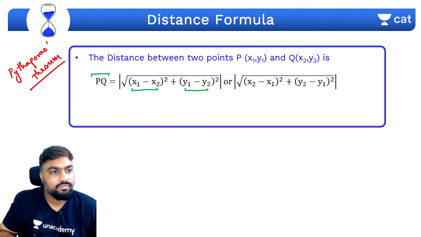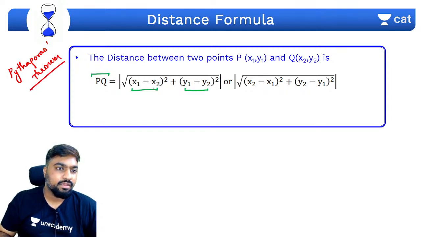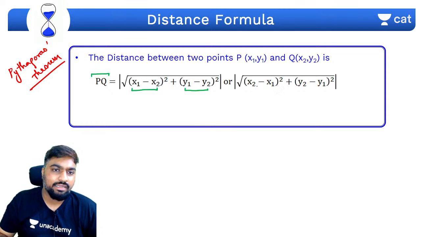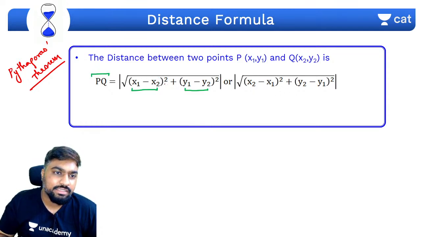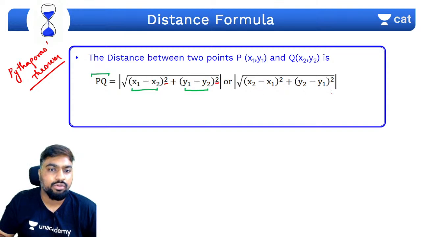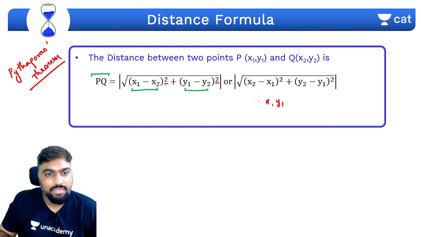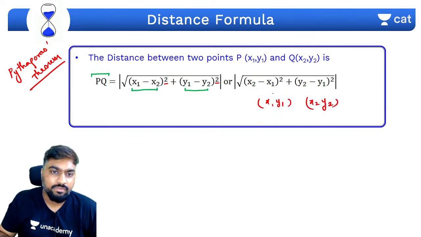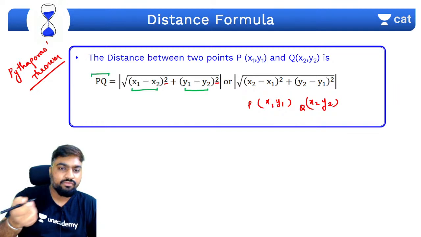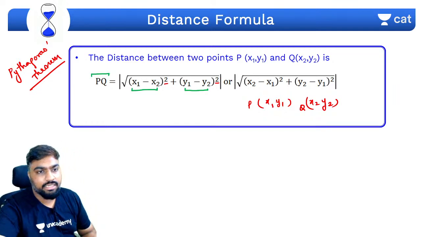Yes, we just looked at it. Got it? Either which way, since you're taking square, it doesn't matter which coordinate you take first. But if you're taking x1 and y1 as first, then keep that as first, and x2 and y2 as second, then keep that as second, or vice versa. Fix a point. If this is P, this is Q, whichever you bring first will be the first term in the difference. That's pretty much it.